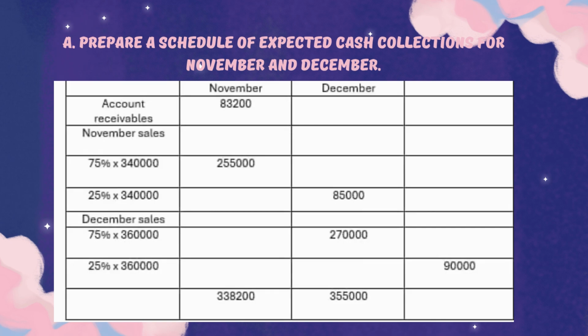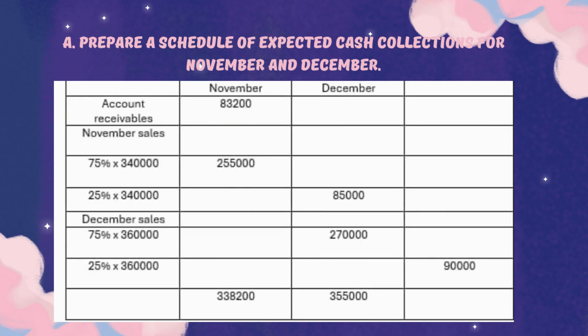Okay, for question A, prepare a schedule of expected cash collection for November and December. Firstly, we have to find account receivable. For November, account receivable is 83,200, and after that we have to find November and December sales. For November sales, first we have to find the 75% of sales, and after that we have to find 25% of sales. So first, 75%, we have to times it with 340,000, and we get the answer for November sales is 255,000. So another 85,000 we put it on December.